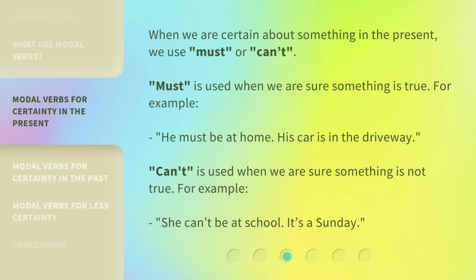When we are certain about something in the present, we use must or can't. Must is used when we are sure something is true. For example, he must be at home. His car is in the driveway. Can't is used when we are sure something is not true. For example, she can't be at school. It's a Sunday.